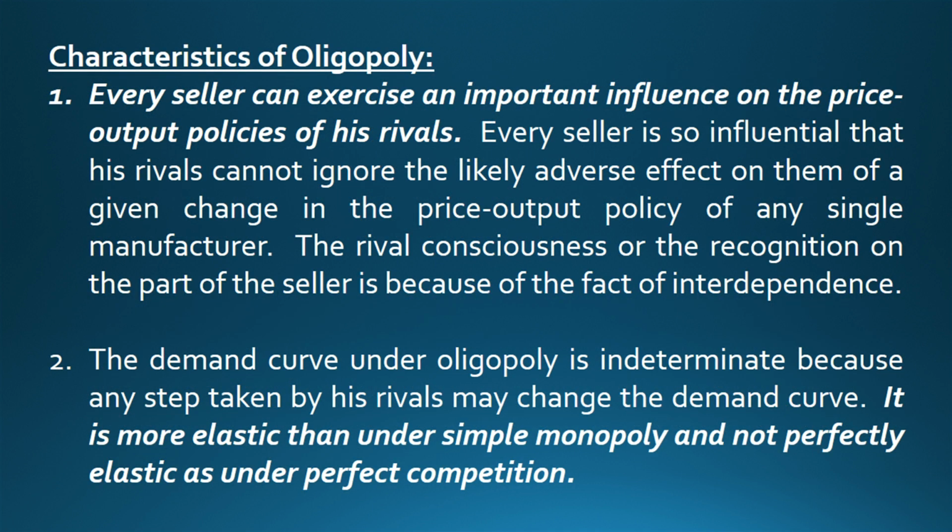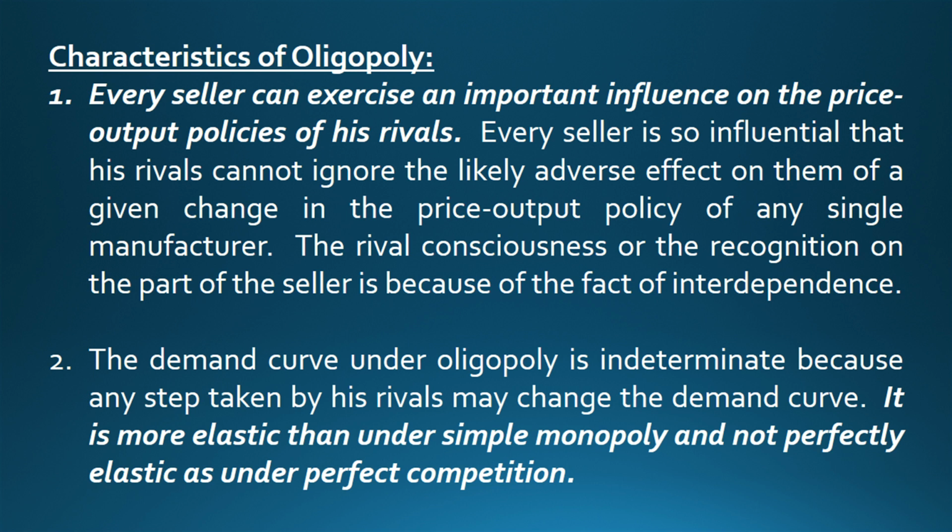Characteristics of oligopoly. 1. Every seller can exercise an important influence on the price output policies of his rivals. Every seller is so influential that his rivals cannot ignore the likely adverse effect on them of a given change in the price output policy of any single manufacturer. The rival consciousness or the recognition on the part of the seller is because of the fact of interdependence.